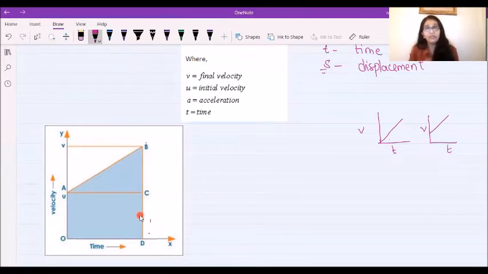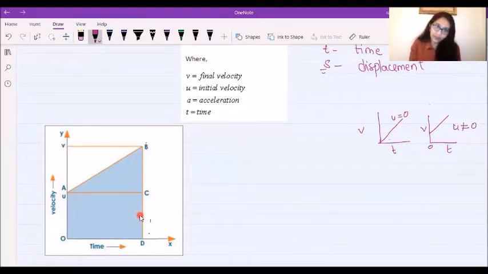But the difference between them is that in the first graph, when I start my observation, the velocity of the object is zero. That means the object is at rest. But in the second case, you can see that when I start my observation, the object is already in motion. So the initial velocity u is not equal to 0. Here its initial velocity is equal to 0. And all other things are the same. Both are in uniform motion, uniform acceleration.